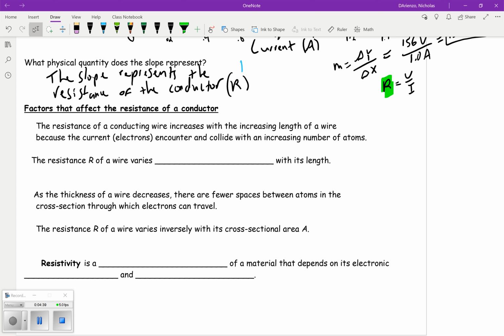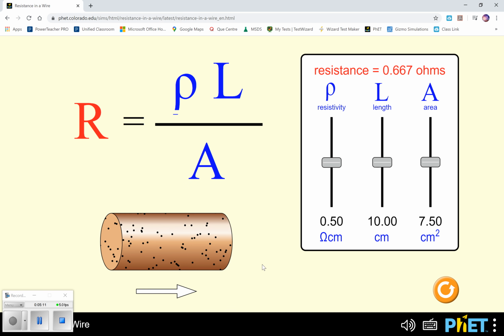Now, in general, the resistance of a conducting wire is going to increase the longer that wire is, because now the current or electrons encounter and collide with an increasing number of atoms as they're moving along that conductor. So the resistance R of the wire varies directly with its length. I'll show you a little example of this here. We have a conductor, it looks almost like a little section of copper wire. We have an equation up here, which we'll talk about in a second.